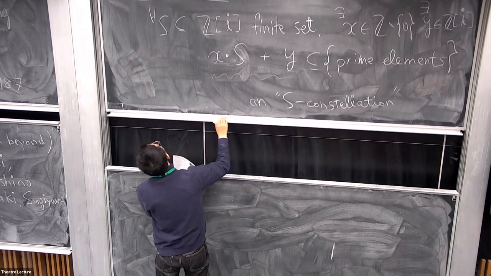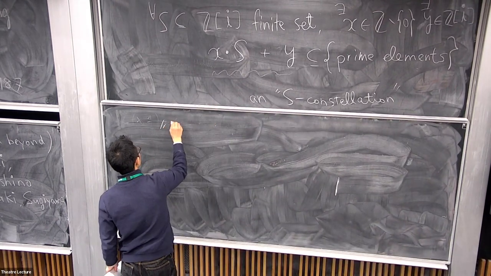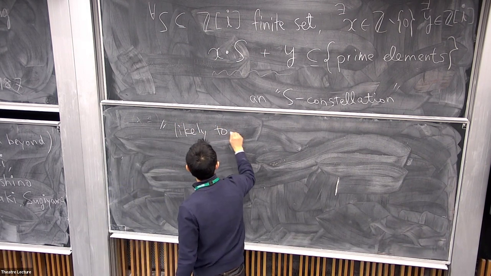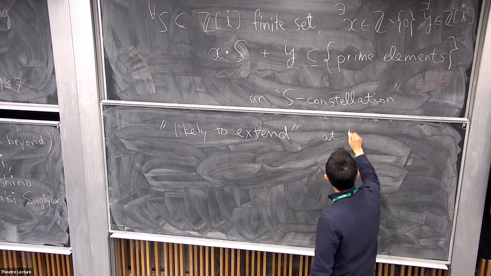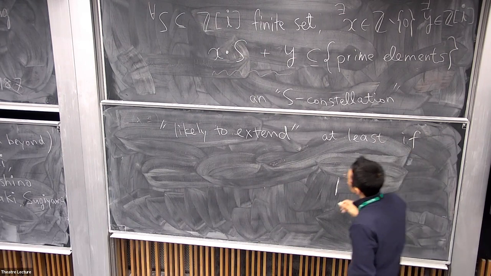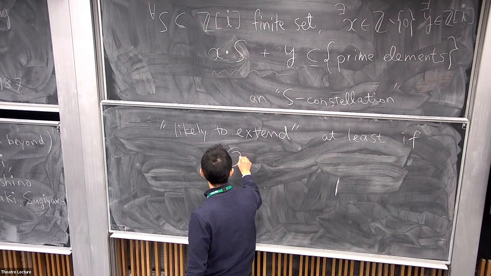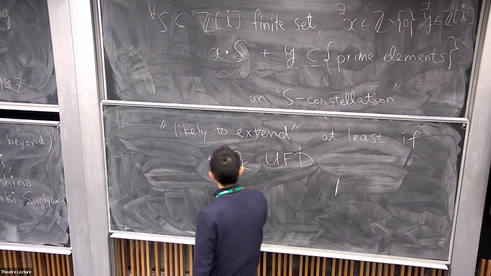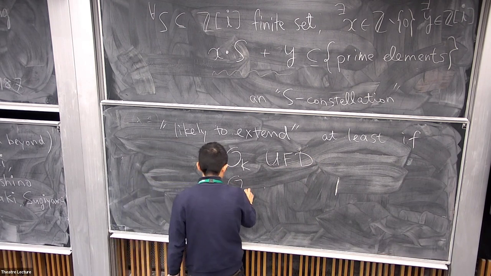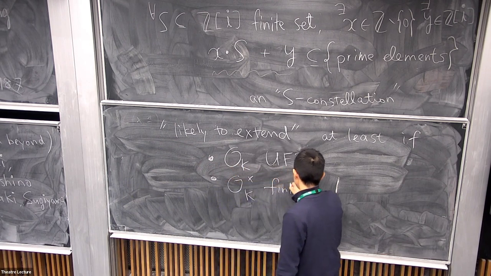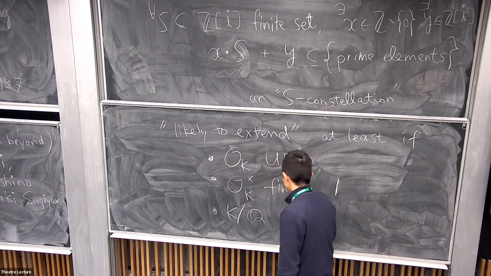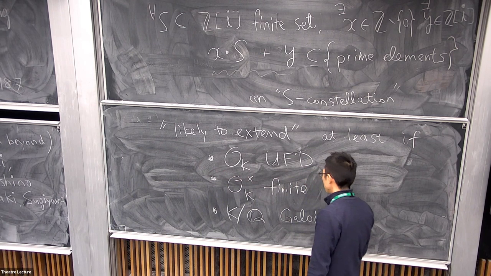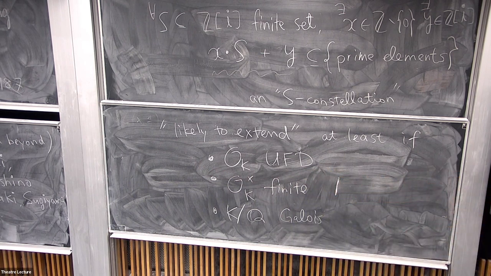And Tao in the same paper predicted that his method is likely to extend to other number fields, at least if the ring is a UFD and it has finitely many units, and the field is a Galois extension of the rationals. And that's the problem we wanted to address in the first part of my joint work.